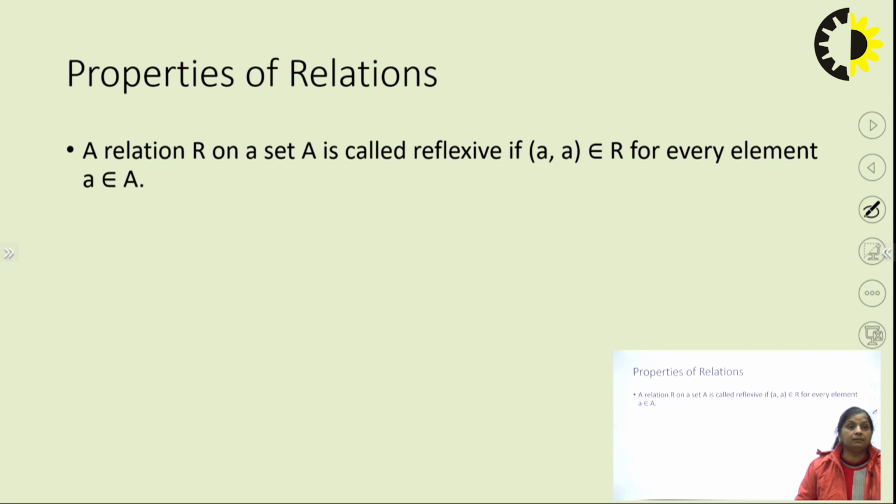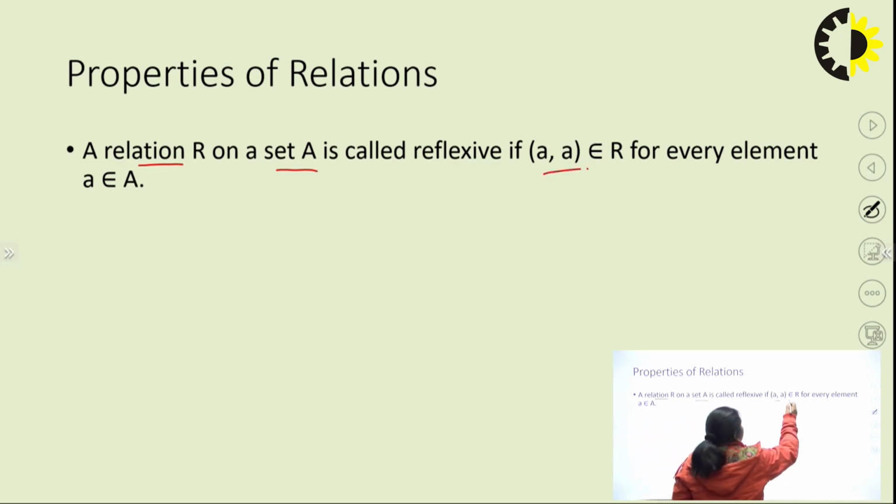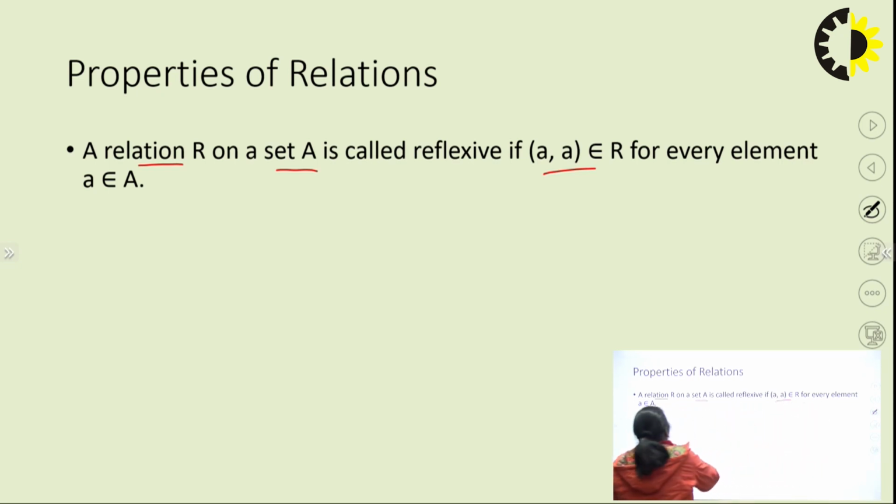Now in this particular video, we will talk in a detailed manner about the properties of relations. I am taking all the properties one by one. The first property is reflexivity. A relation R on a set A is called reflexive if A is related to A, or we can say (A, A) belongs to R, for every element A belonging to the set A.